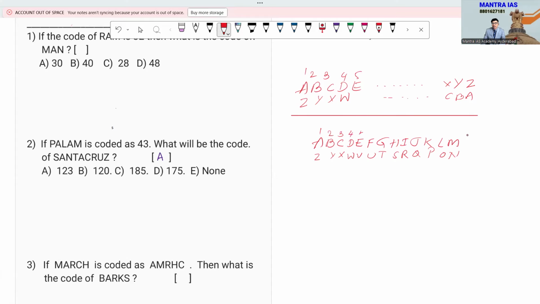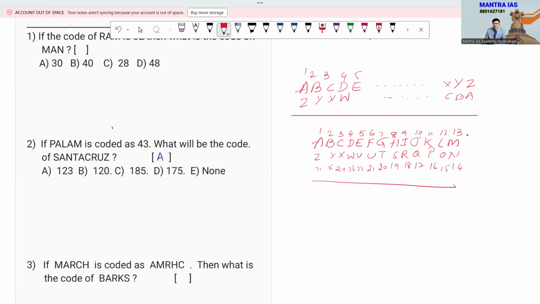Now start numbering from A to Z: 6, 7, 8, 9, 10, 11, 12. These are the numbers we have to give up to 26: 16, 17, 18, 19, 20, 21. I'm writing up to 26. This is the first step.